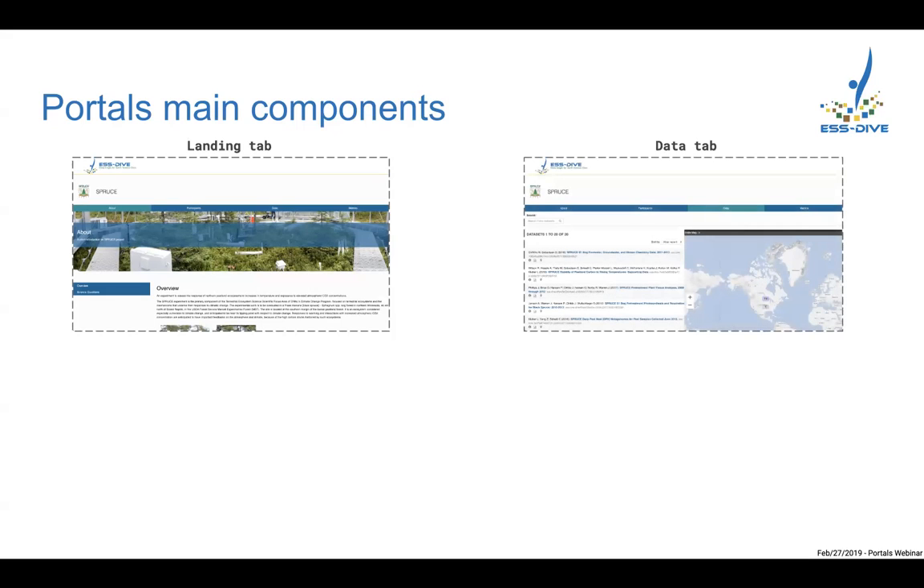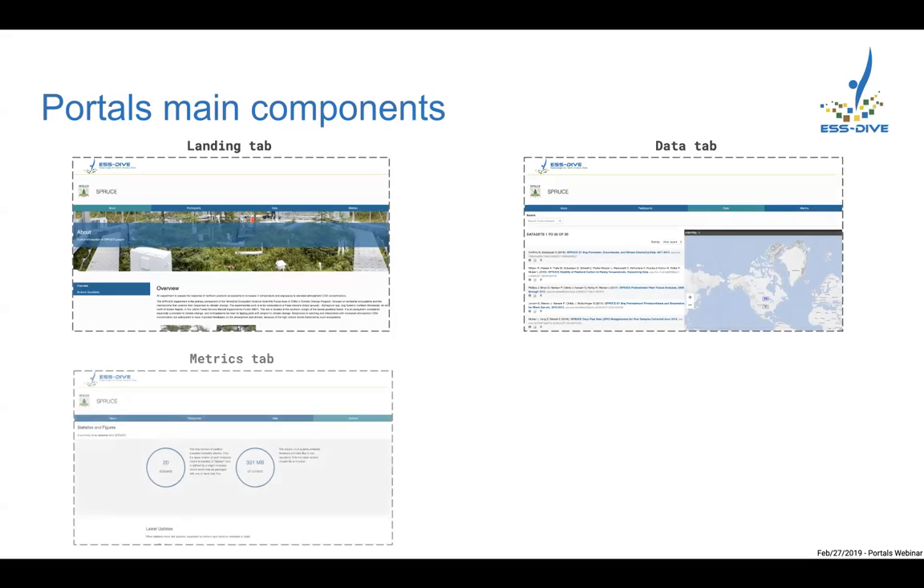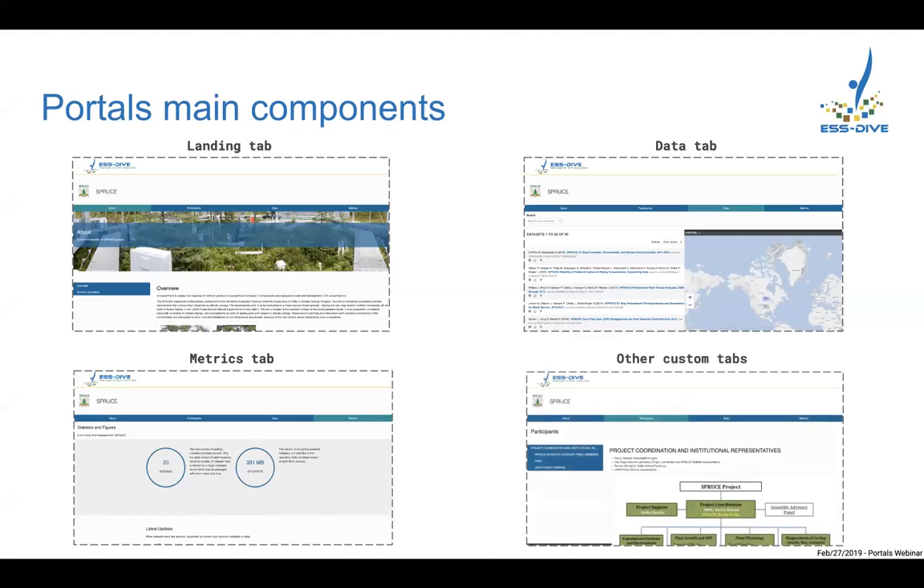The second component, and the most important one, is the data tab. This is where data packages for the created portal show up. It feels very similar to how you normally see data packages on ESS-DIVE. The third component is the metrics tab for those data packages inside the portal. And the last component is the custom tabs.